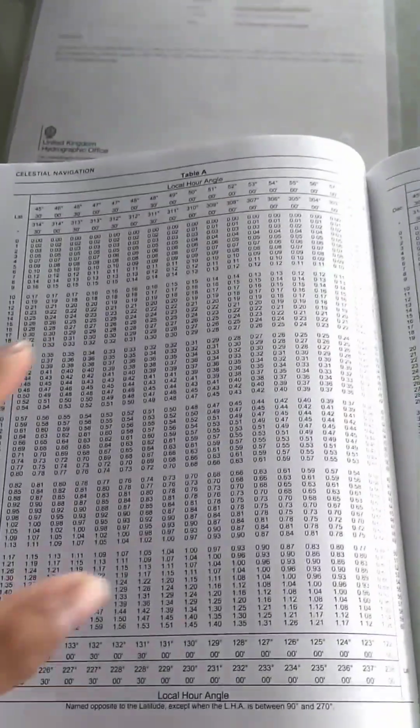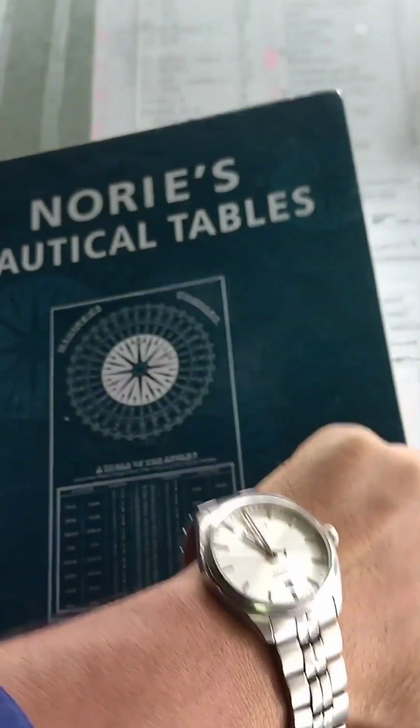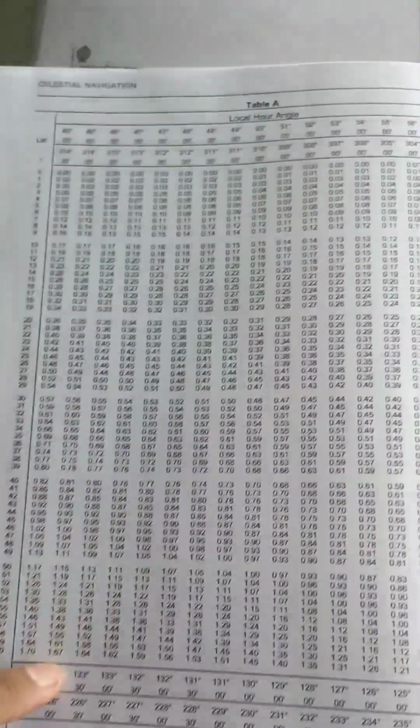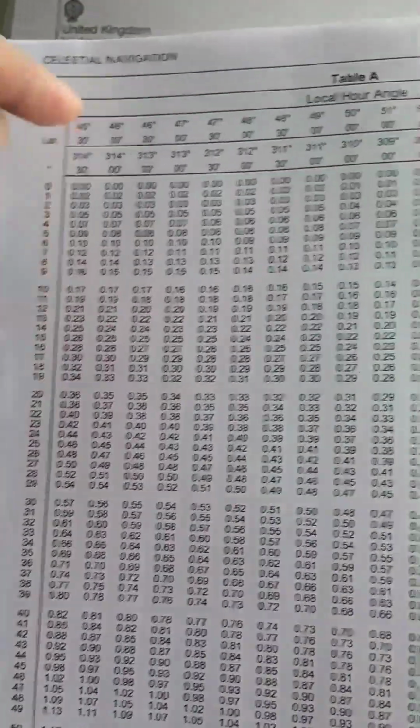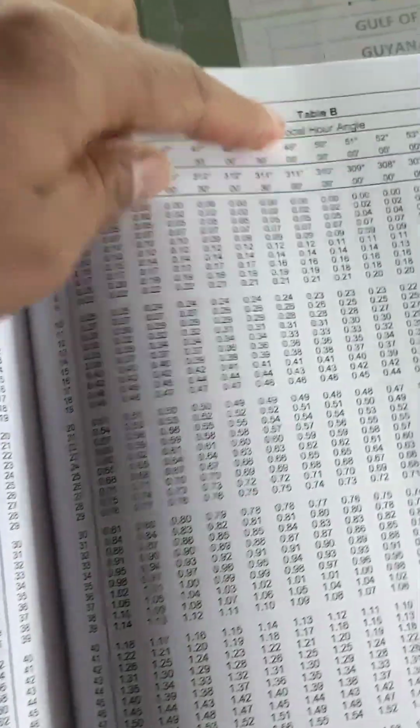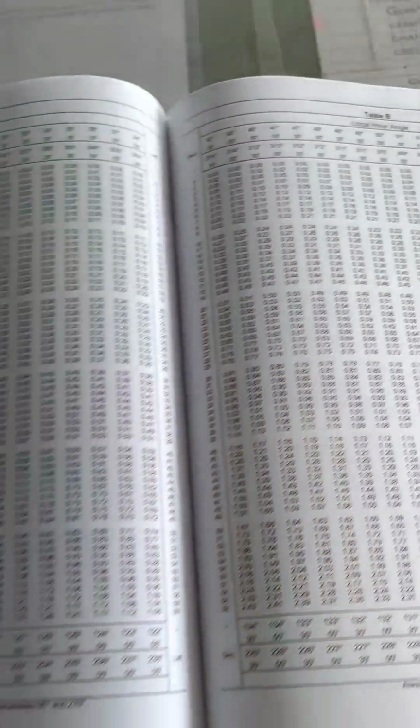Always you can find the A and B values from your Norie's Nautical Tables. On the A table you can find the A value, on the B table you can find your B value. You see, the A table is against latitude and LHA, the B table is against declination and LHA. So you can find this one also, just make the interpolation and you can find it.